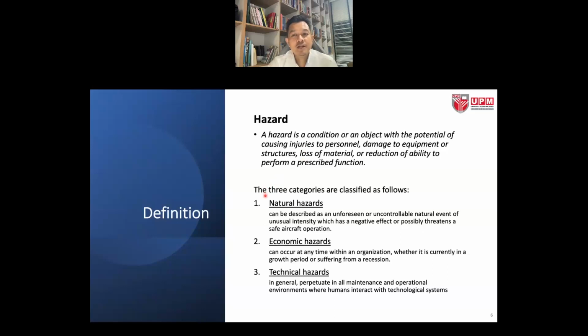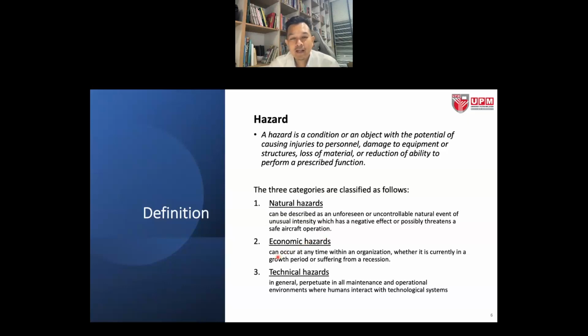Okay, so the three categories of hazard are classified as follows. Normally we can categorize it as natural hazards. What are natural hazards? It can be described as an unforeseen and uncontrollable natural event of unusual intensity which has a negative effect and possibly threatens safe aircraft operation. Right. The next category of hazard is economic hazard.